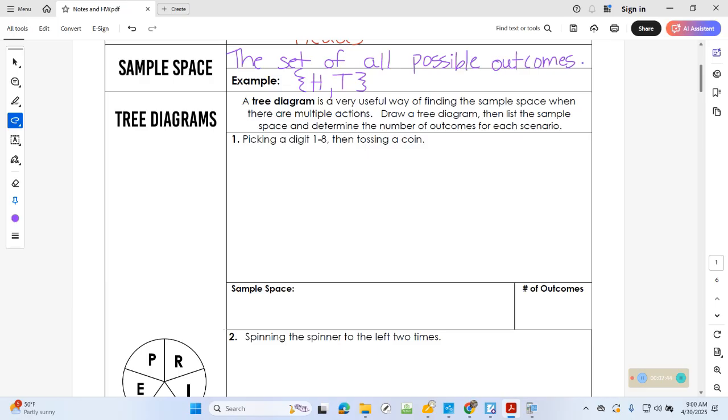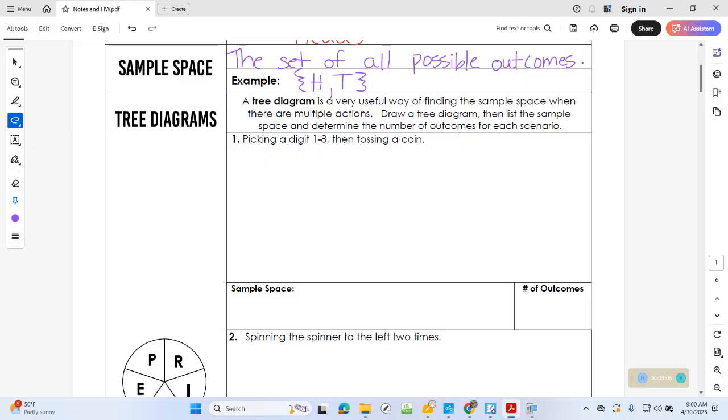One of them is a tree diagram, and we're going to make one. You probably have done this before. Maybe you just need a refresher. So tree diagram, very useful way of finding the sample space when there's multiple actions. Draw a tree diagram, then list the sample space and determine the number of outcomes for each scenario. Picking a digit 1 through 8, then tossing a coin. Okay, so here we go.